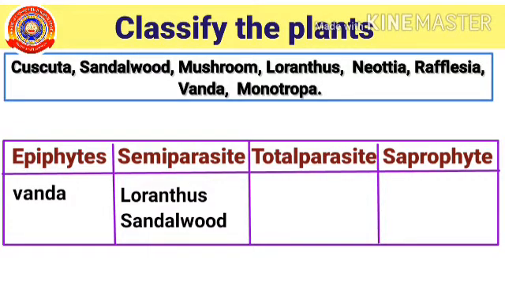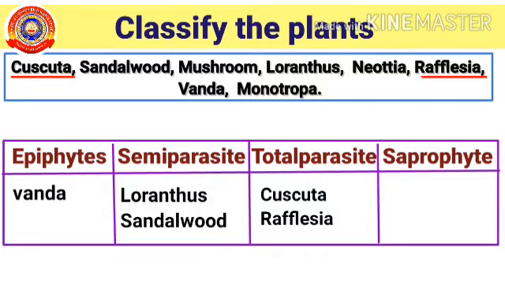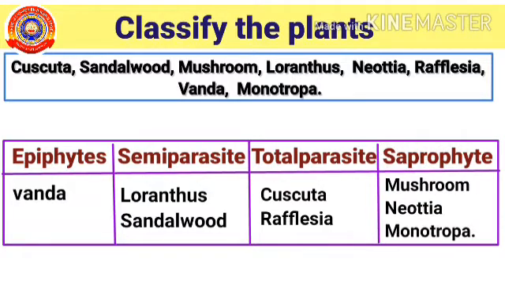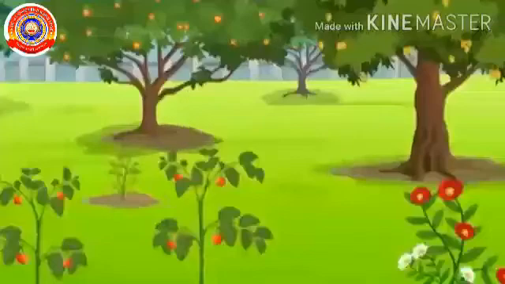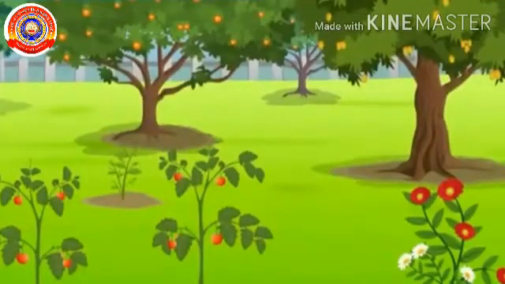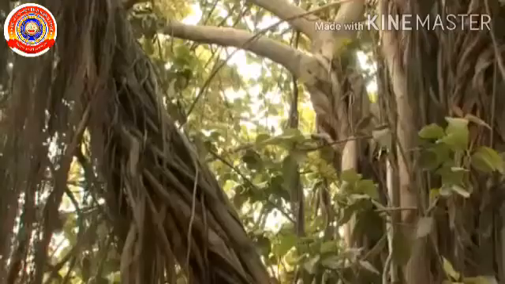Next, where are the examples of total parasites? Yes, they are here, Cuscuta and Rafflesia. In this last column, that is in saprophytes, we can fill the rest of the examples. Right? Mushroom, neotia and monotropa. I think all of you understood the different varieties of plants we have studied in the last class. Okay? Now, let us study some more facts about the plant world.